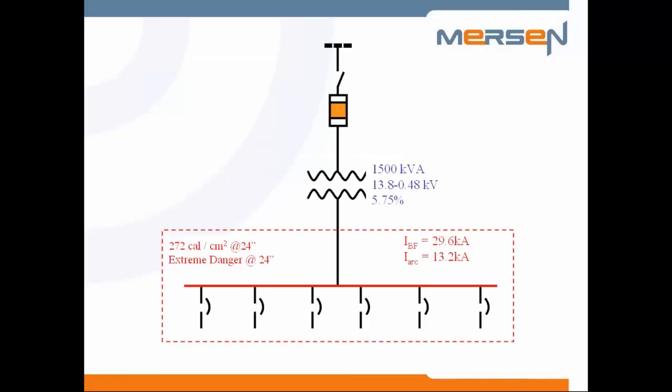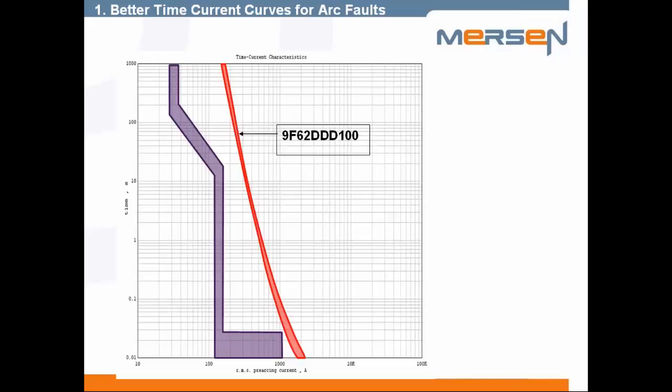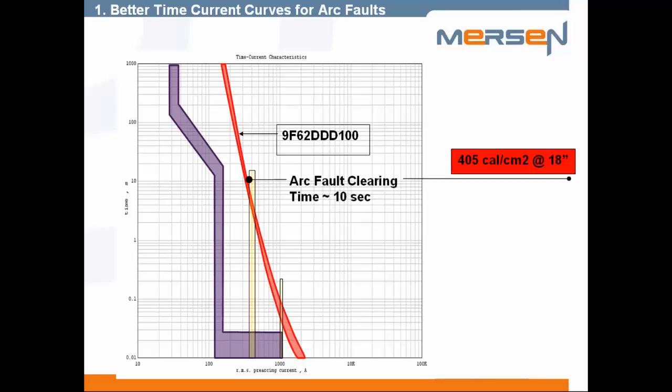Going back to this application, the fuse curve that we had shown was a typical one that's used, and it's as shown on this curve. When you do this calculation, you put that up, you have to use the 85% current calculation for IEEE 1584, and that gives you over 400 calories at 18 inches.